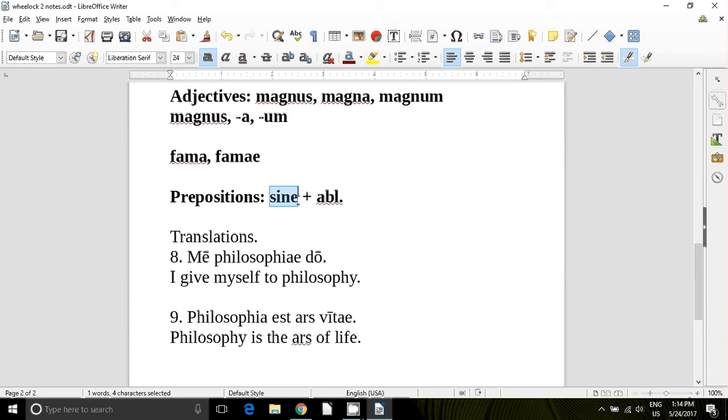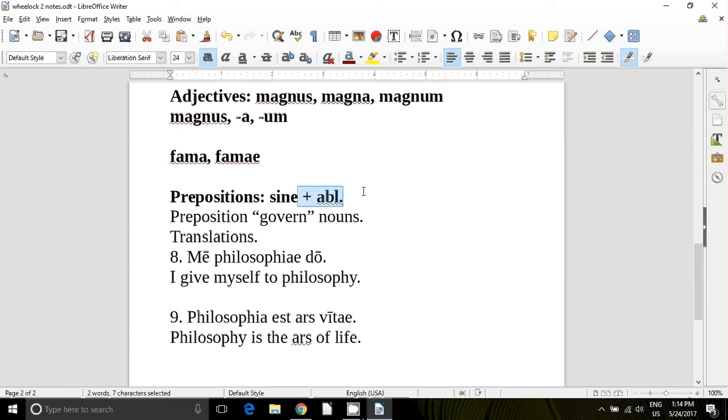And then finally, when you have a preposition, it'll tell you what case the preposition takes. So sine means without, and it's always followed by a noun in the ablative. It governs a noun in the ablative, is how we say that. Prepositions govern nouns. And they're going to tell you what case they govern the noun in.